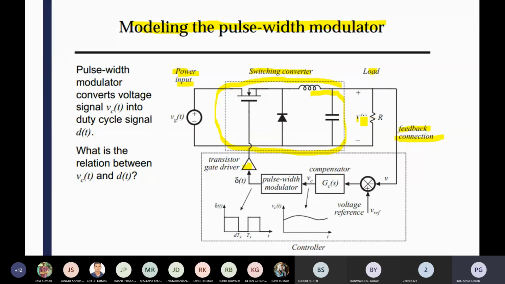Feedback connection means your voltage source is there, and all are instantaneous quantities. Instantaneous means each may be split into two parts: one is DC plus a small AC variation. That's why vg, vc are in italic form. So the italic form vg equals capital Vg plus hat vg. Then there is the pulse width modulator, converting the control voltage signal vc into the duty cycle signal d(t). What is the relation between vc and d(t)? That is what we will see.